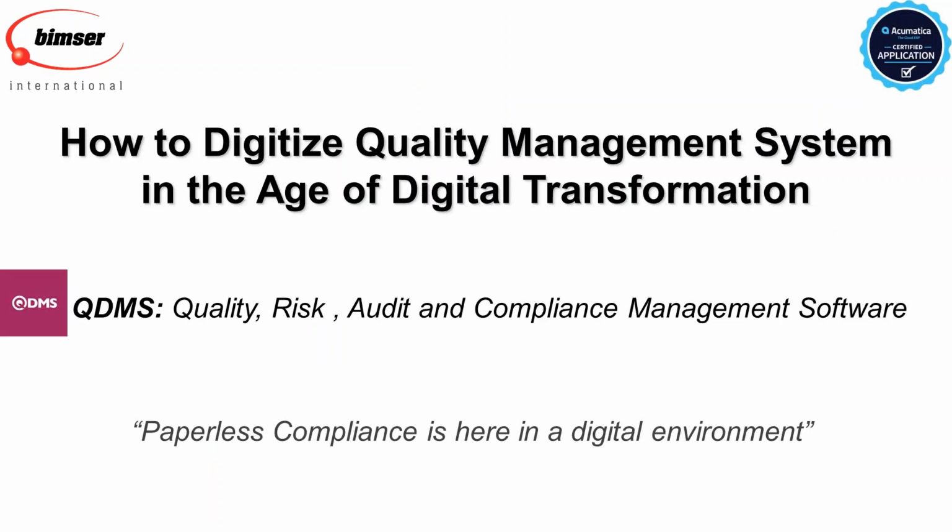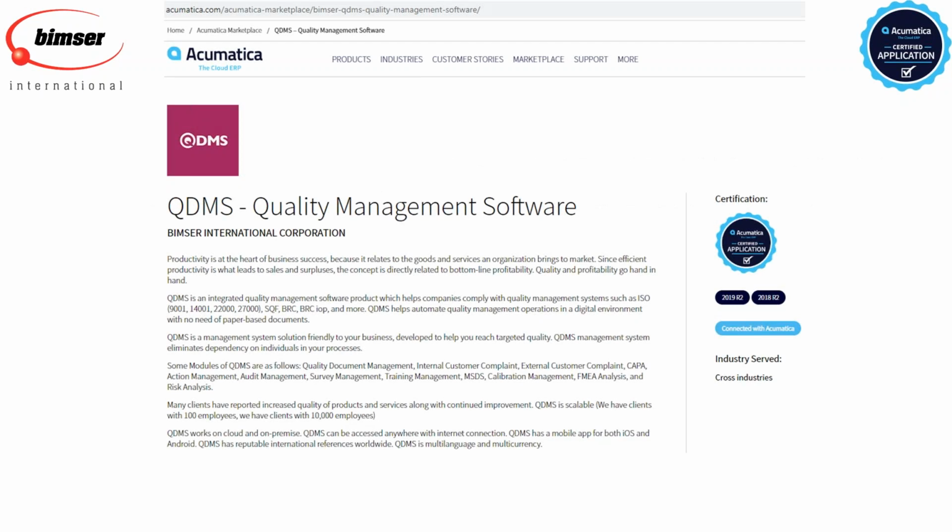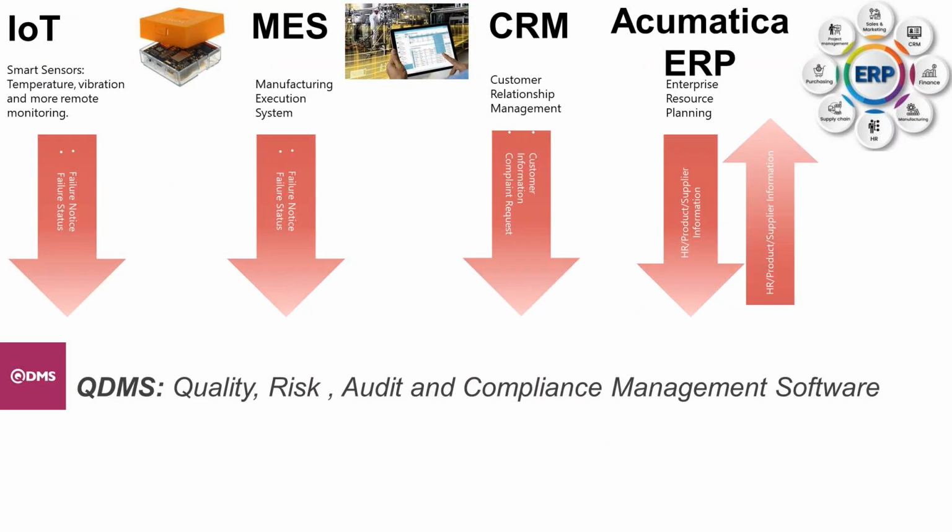Then we move on with QDMS. That's our quality, risk, audit, and compliance management system. That's also an Acumatica certified solution located in the Acumatica marketplace that is designed to work with many different systems. You may have IoT devices and smart sensors available. We can integrate and help you monitor and take corrective actions if needed. You may have a manufacturing execution system when you're processing your products. We can help you manage and remotely monitor the activities. If there are any irregularities, we can help you take corrective actions, for example, and you can automate this process.